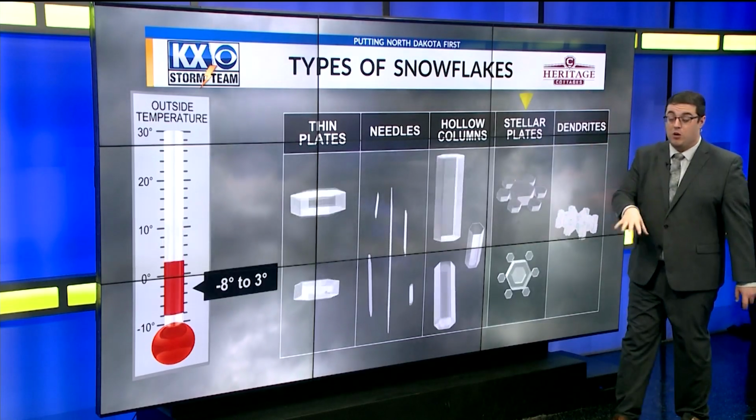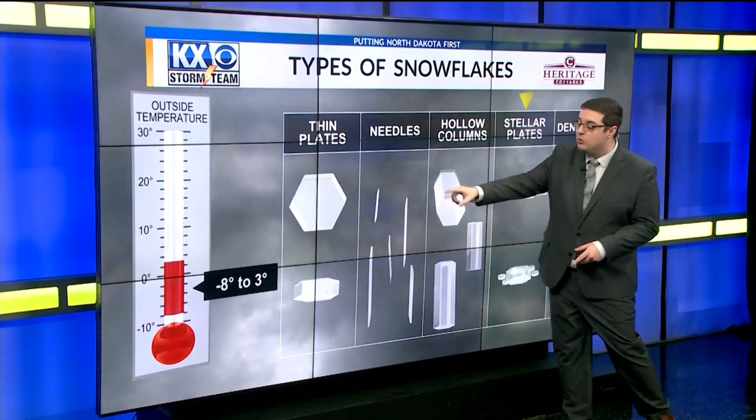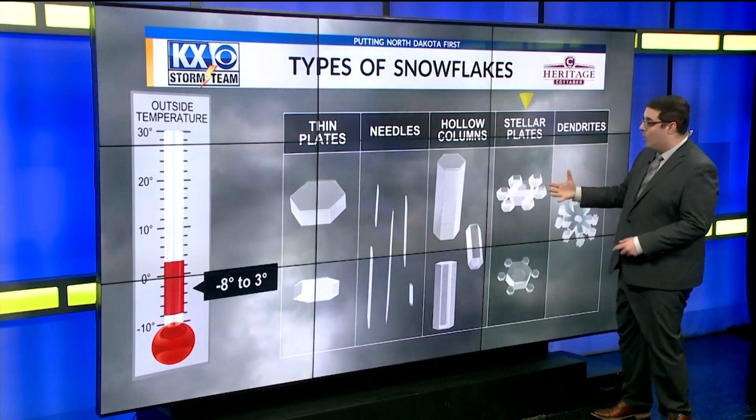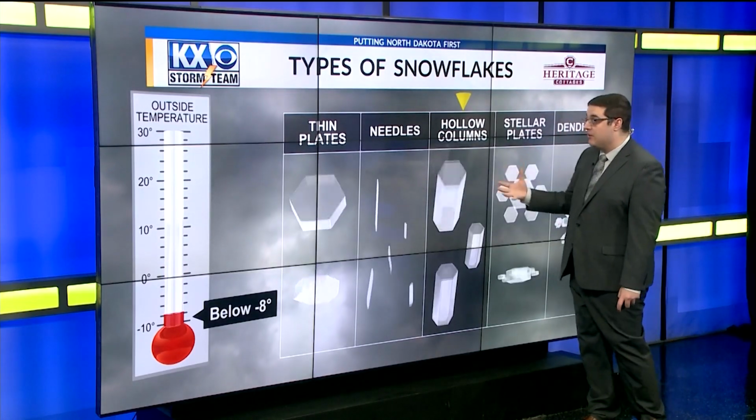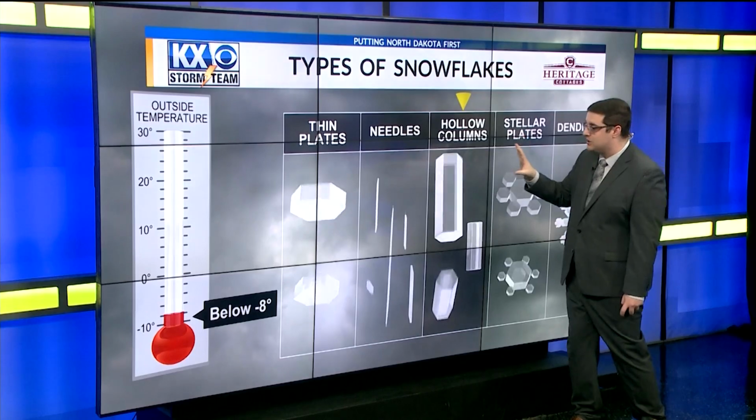Now we drop temperatures even more, especially here in North Dakota, 8 below 0 to 3 degrees above 0, we get those stellar plates once again, and then once we get below 8 below 0, well, that's where we form right back into those hollow columns.